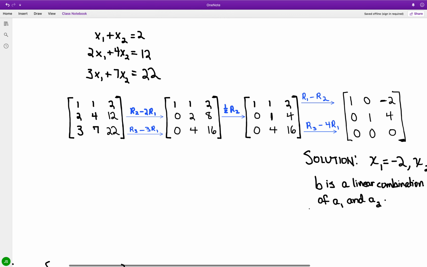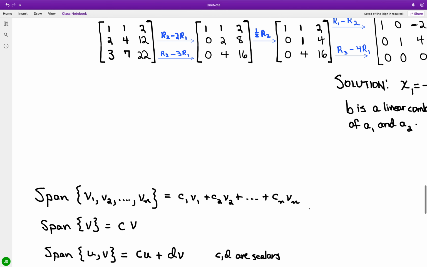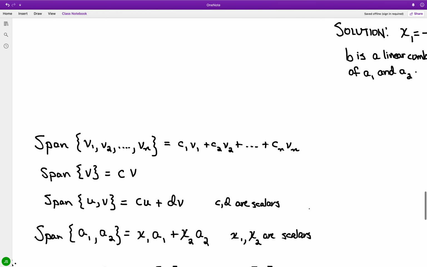Now, just some added terminology. We have what is referred to as span, and this is just a notation for what we have indicating linear combination. So you have the span from v1 to vn, so you have your linear combination from c1 v1, adding all the way up to cn vn. And if I have the span of just a letter v, this would be the scalar multiple c multiplying v. For the span of u and v, we can take the scalars c and d, where we can just say c times u plus d times v.